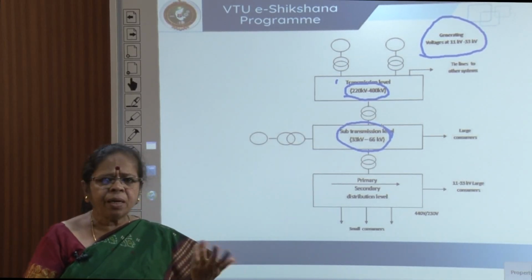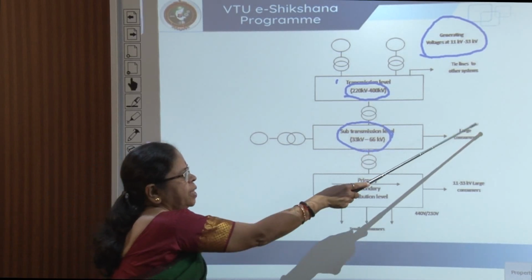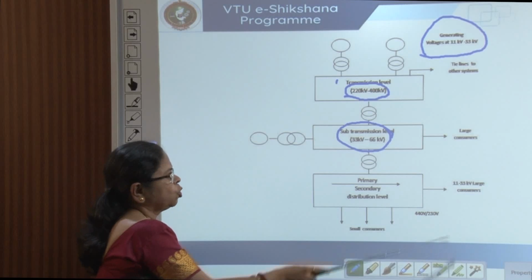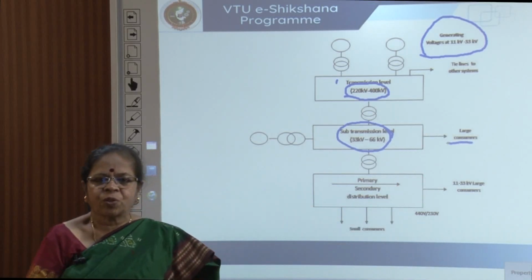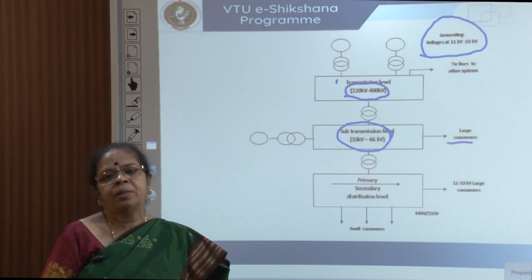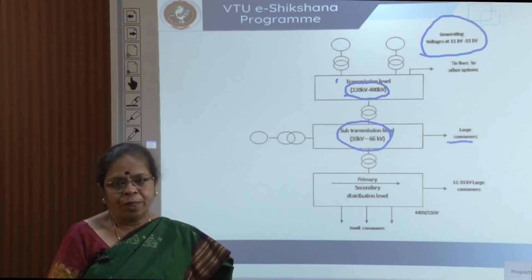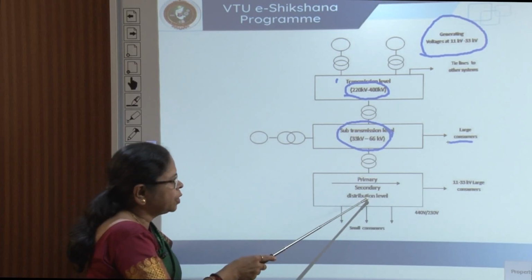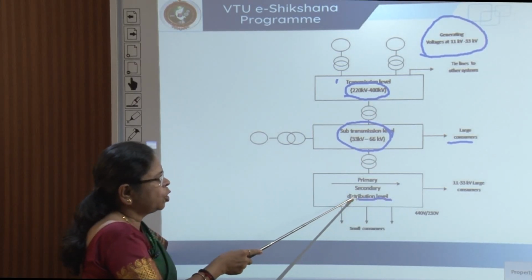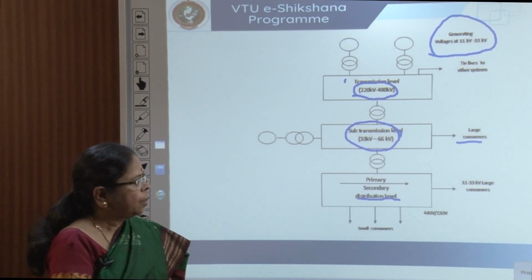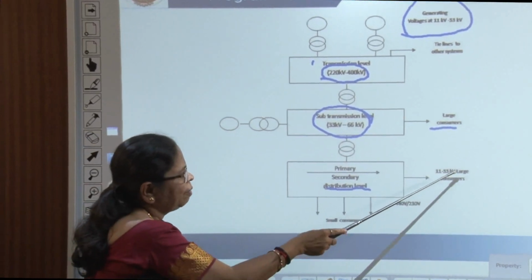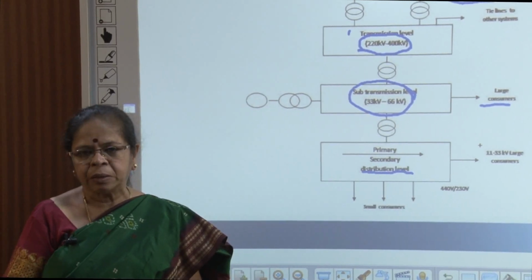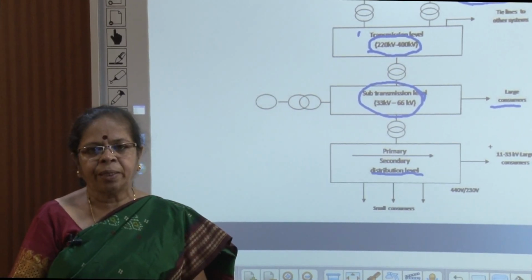Now, there may be many industries who will tap the voltage here. You can see here large customers, consumers are all industries. The industries will require a higher voltage. Next, what happens? You come to the distribution level. You have a primary distribution between 11 to 33 kV. Again, large consumers can tap at that voltage. They can take the power at that voltage.